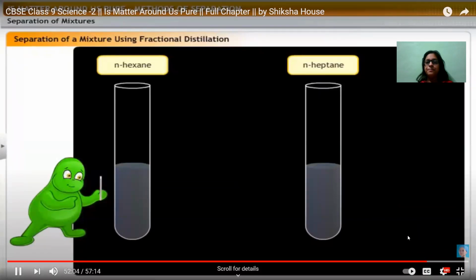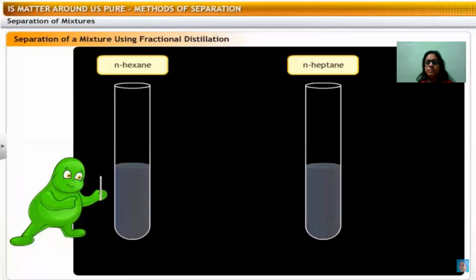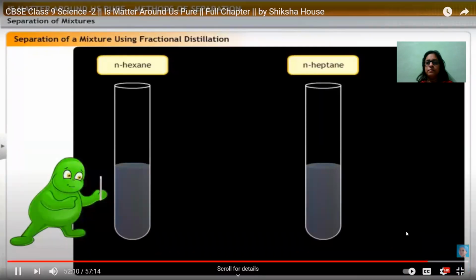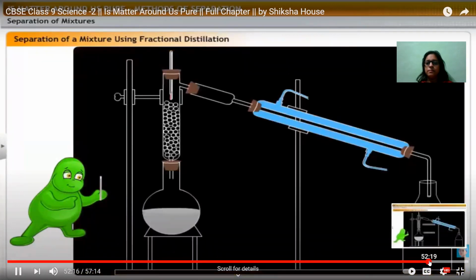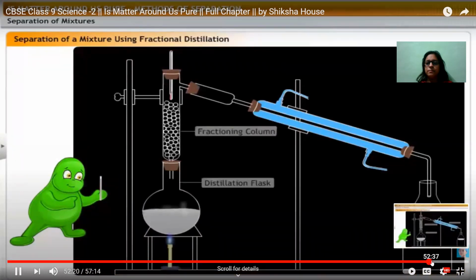Let's take an example of two such liquids, n-hexane and n-heptane. As you can see in the diagram, the apparatus is almost the same as used in distillation. The only difference is that a fractionating column is fitted in between the distillation flask and the condenser.